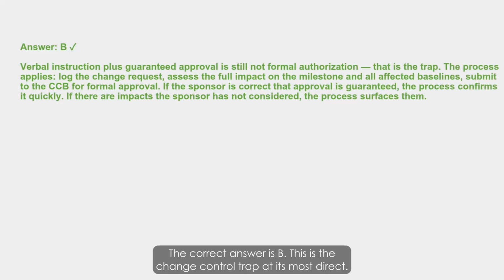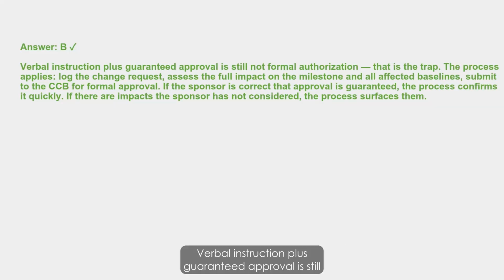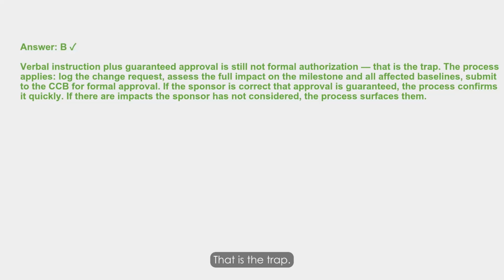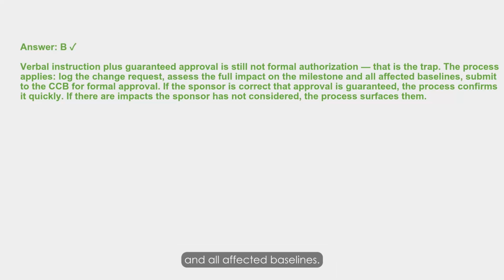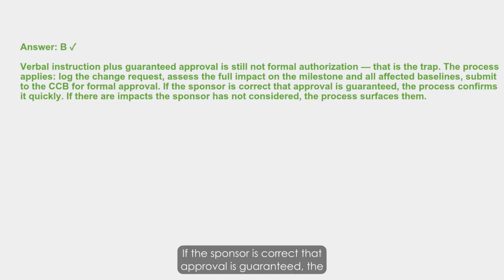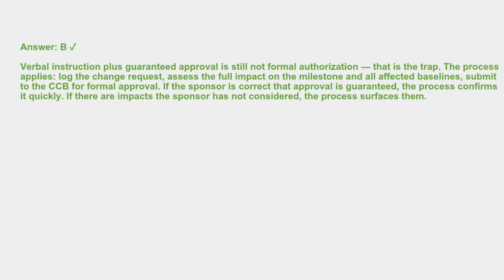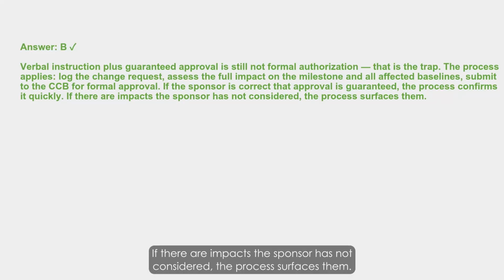The correct answer is B. This is the change control trap at its most direct. Verbal instruction plus guaranteed approval is still not formal authorization. That is the trap. The process applies. Log the change request, assess the full impact on the milestone and all affected baselines. Submit to the CCB for formal approval. If the sponsor is correct that approval is guaranteed, the process confirms it quickly. If there are impacts the sponsor has not considered, the process surfaces them.